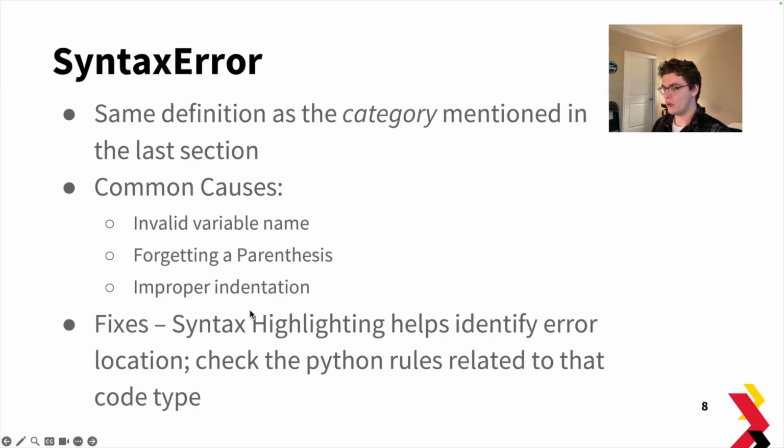Well, we can use the syntax error message that you've seen to help identify where the error is. Oftentimes there's a little caret pointing exactly to where it is. And then you can just check the Python rules related to that code type. If you need to know the variable name rules, you can search that up. They're pretty easy to find. The same thing with how to define a function, how to define an iterable, or how to define, say, a conditional. All right. So we've gone over syntax error.